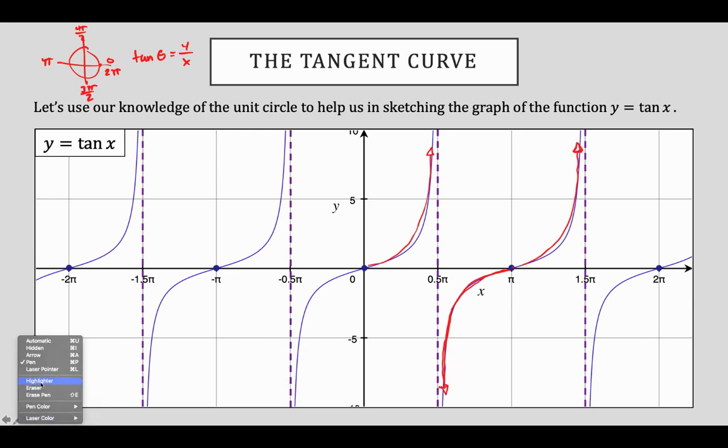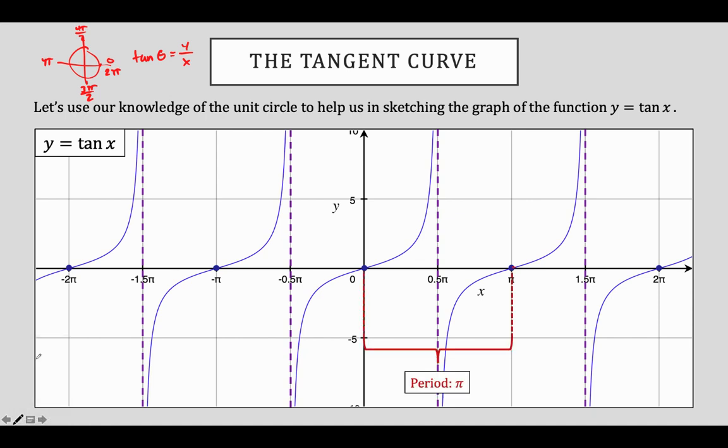Let me get rid of these lines here. Here we have the graph of our tangent function, y equals the tangent of x. A couple things to make note of. Our period. The period refers to how long it takes the function to repeat itself. I can measure that from one midline crossing to the next, or from one vertical asymptote to the next. The period of our tangent function is pi. Notice that's different from our sine and cosine functions.